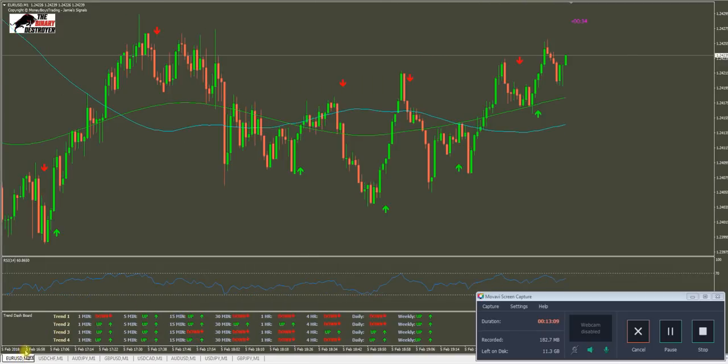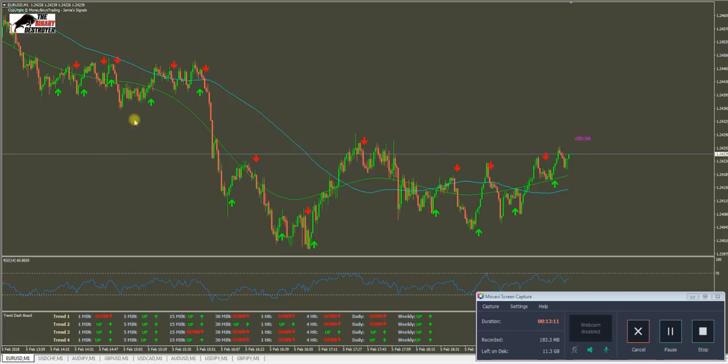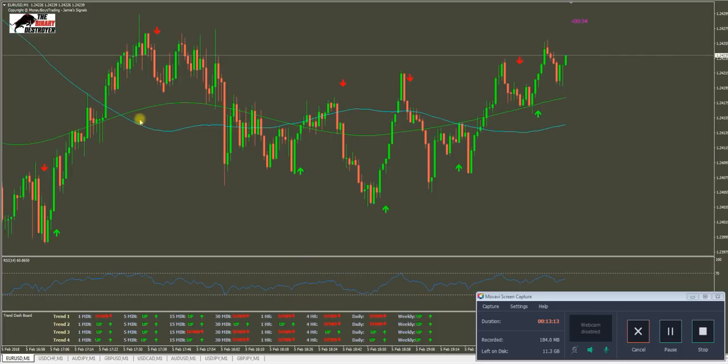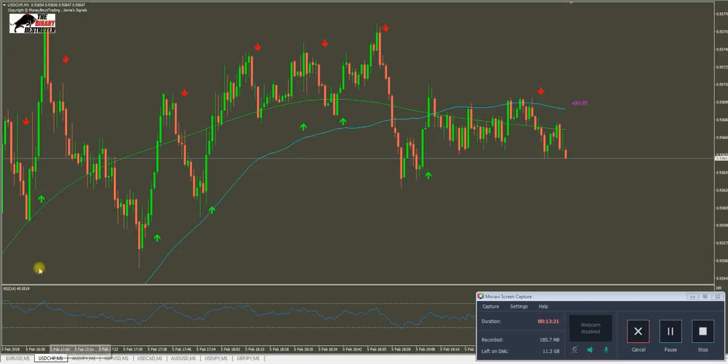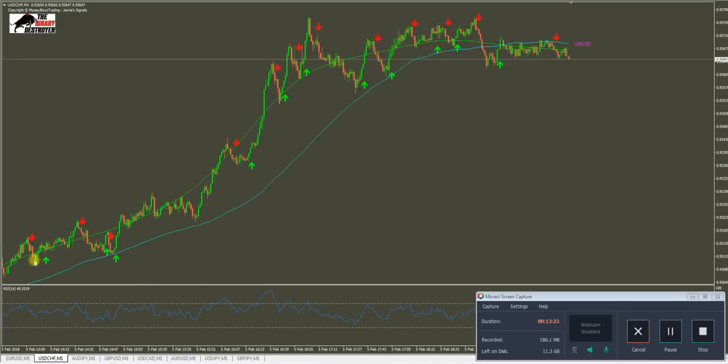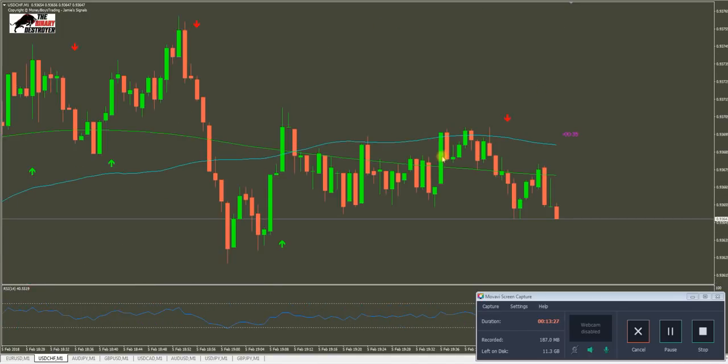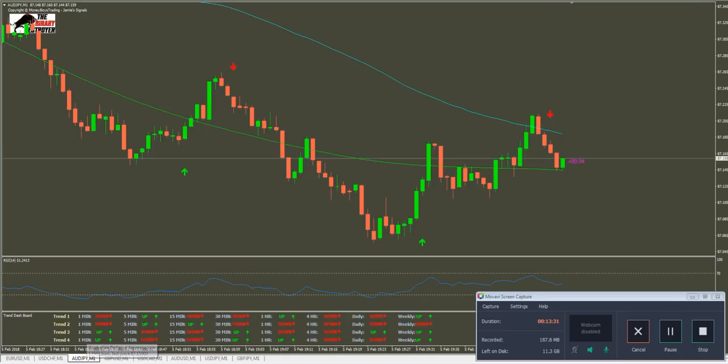But there's nothing really. Euro USD, I don't like that, because look, the bands are weaving in and out, crossing, which tells me the pair's choppy, so I'm not interested in that. USD CHF, again, look at it, there's no signal there. AUD JPY is really the only signal.